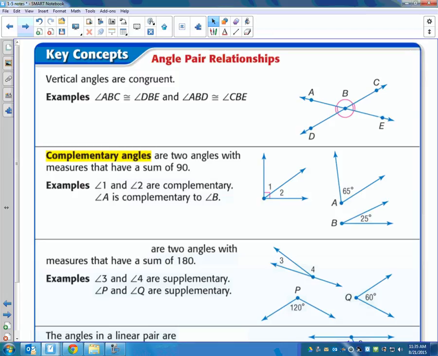These words I think you know, right? Complementary angles, supplementary angles. You heard of those before? You just got to remember which is which. Complementary angles are two angles that when you add them together, they make a right angle. So they add up to 90 degrees.